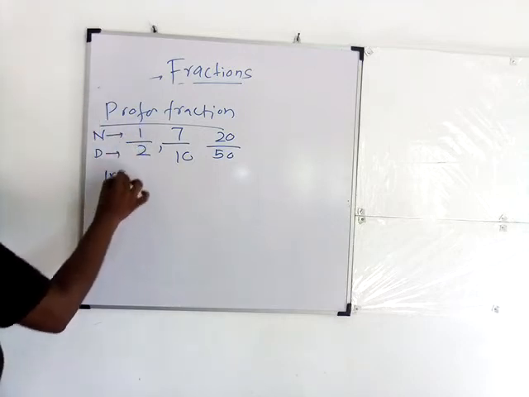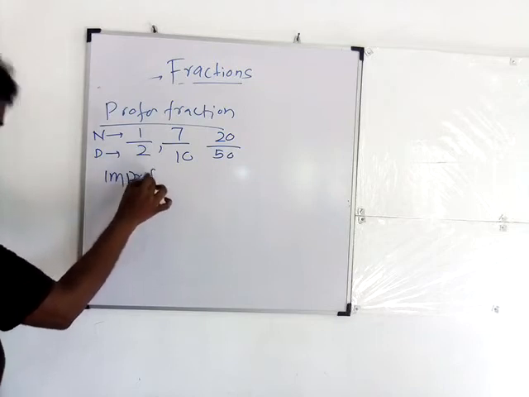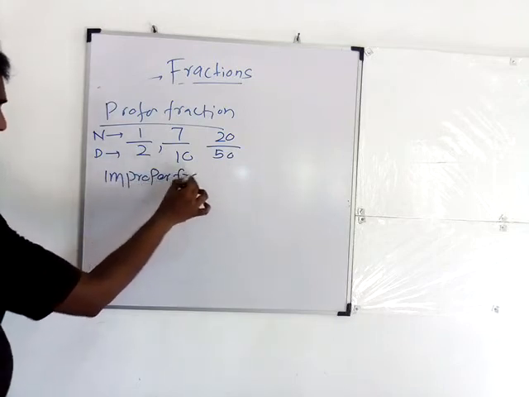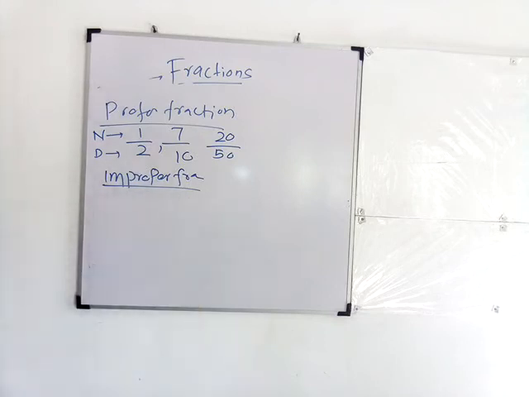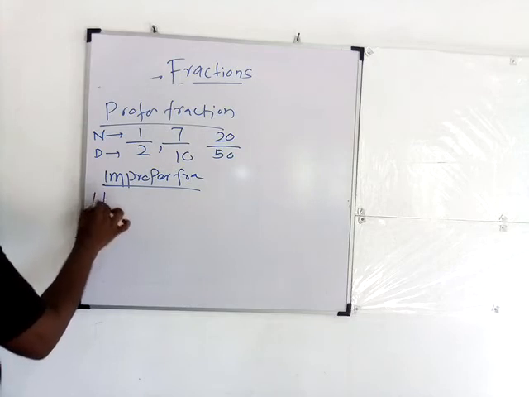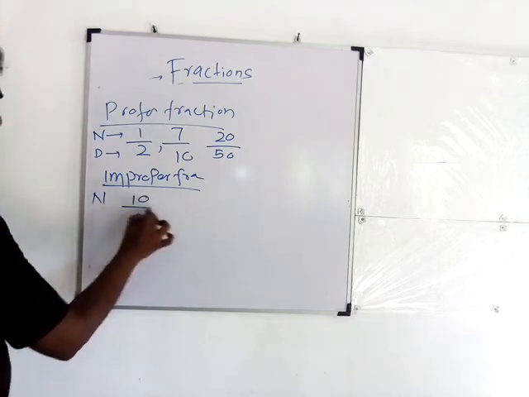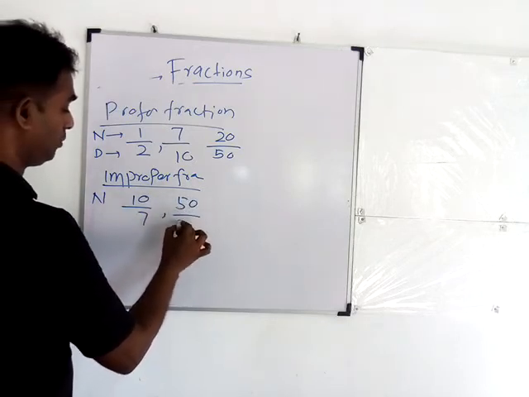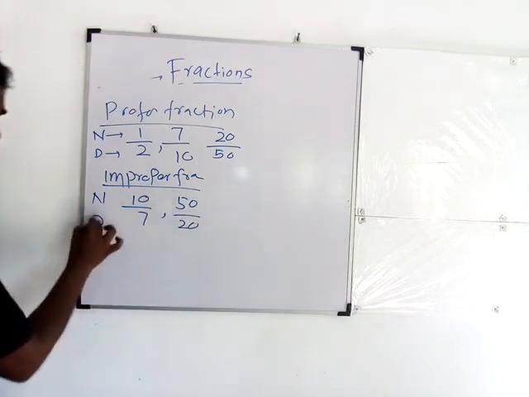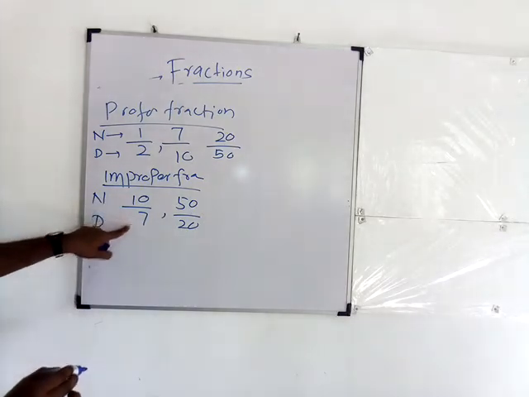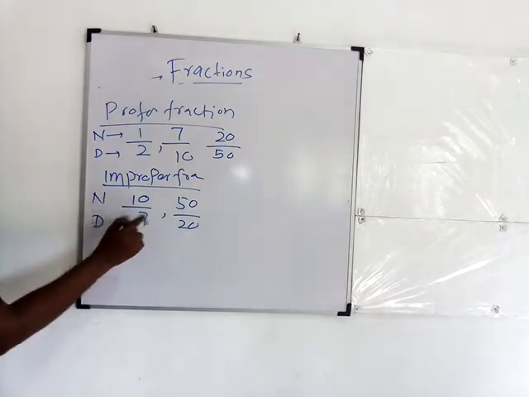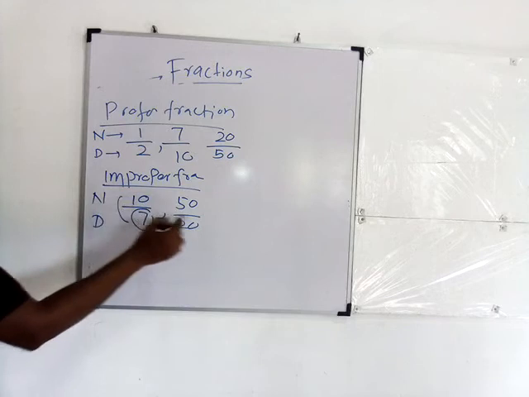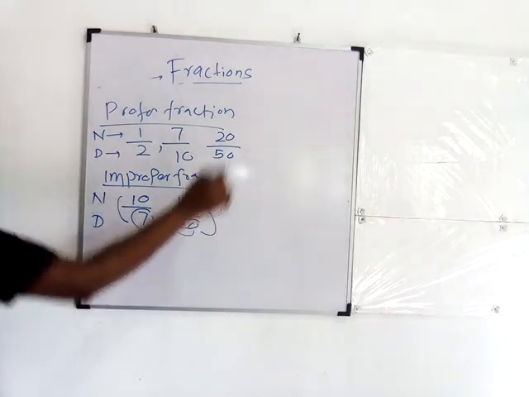Other one is the improper fraction. Improper fractions we have not studied at grade 6 level, but I will explain that. 10 over 7, 50 over 20. This is the numerator, this is the denominator. The numerator is greater than the denominator.